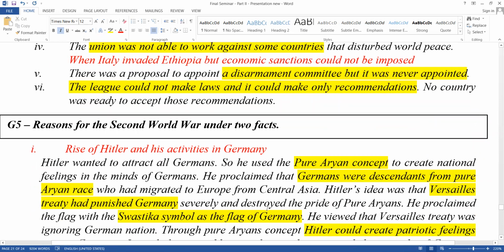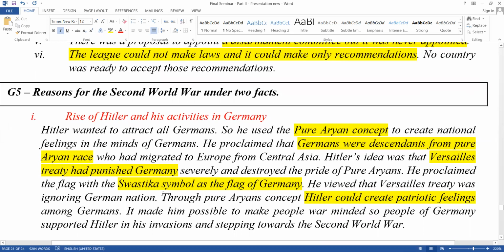Hitler's idea was that the Versailles Treaty had punished Germany. So once again, you have to undo the Versailles Treaty. Tear up the Versailles Treaty. The swastika symbol he had taken as the flag of Germany. Why? Because the swastika symbol was a symbol of Aryans. However, Hitler could create patriotic feelings among Germans, and then he came to the annexation policy.